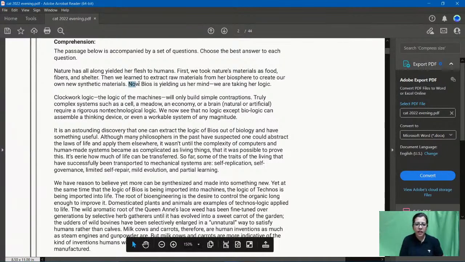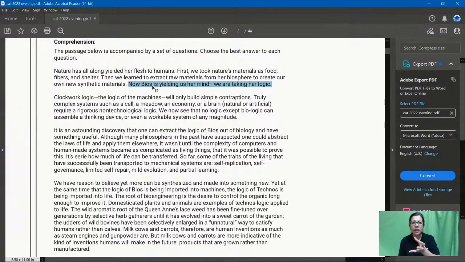He comes over here. Now bios is yielding us her mind. We are taking her logic. Bios is with a capital letter, but it's not an acronym for something, otherwise all four letters would be capital. So capital B, Bios, is it talking about biosystem, bioengineering, biodiversity? What exactly is it? As a student, I tried to analyze this, but I didn't clearly understand where to look.